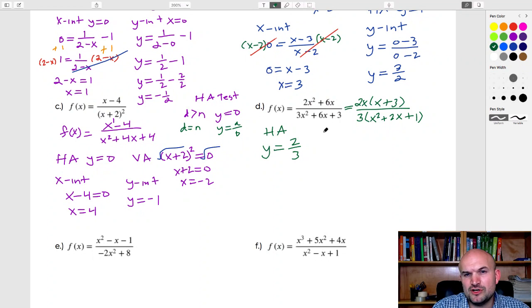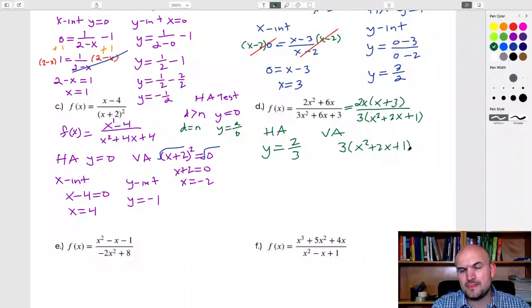Okay. For my vertical asymptote, I'm basically just going to set my denominator equal to 0. Now, the nice thing about having that 3 factored out is that it does not affect my solutions. That's just a scalar, so I can divide that 3 out. And then I'm left with x squared plus 2x plus 1, which I recognize to be a perfect square trinomial, so I'm just going to factor that as a binomial squared.